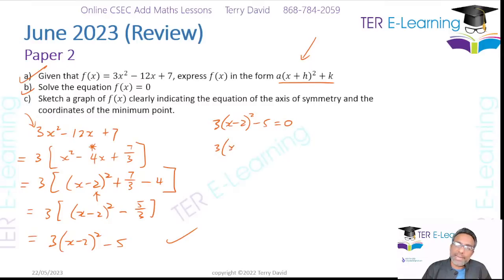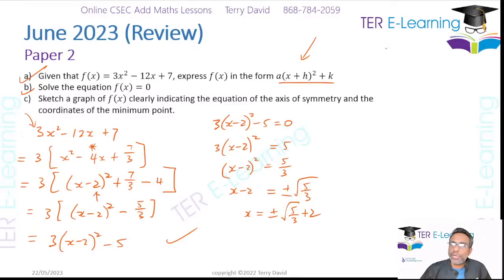So 3 by x minus 2 squared is equal to 5. Therefore x minus 2 squared is equal to 5 over 3. So x minus 2 is equal to plus or minus square root of 5 over 3. Therefore x is equal to plus or minus root 5 over 3, plus 2. You're going to get two solutions here.